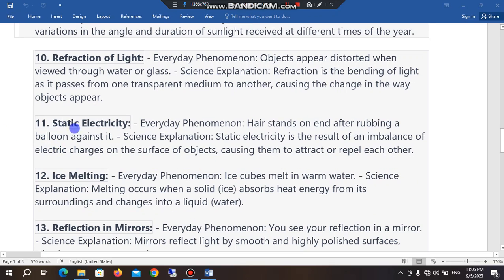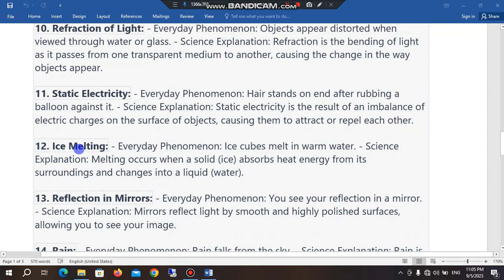Point number 11, static electricity. Everyday phenomenon. Hair stands on end after rubbing a balloon against it. Science explanation. Static electricity is the result of an imbalance of electric charges on the surface of objects, causing them to attract or repel each other.